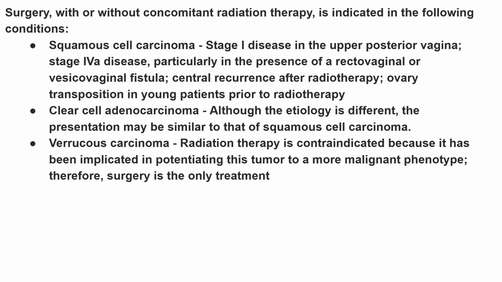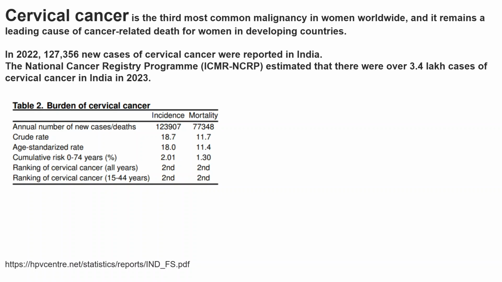Surgery with or without concomitant radiation therapy is indicated in the following conditions: squamous cell carcinoma stage 1 disease, clear cell adenocarcinoma, or verrucous carcinoma. Surgery is indicated, and in verrucous carcinoma radiation therapy is contraindicated because it can potentiate the tumor into a malignant phenotype. So that's about vaginal carcinoma. Vulvar and vaginal carcinoma are not so common conditions, so we have just referred to them casually. But more important from our clinical point of view in routine clinical conditions is cervical cancer.